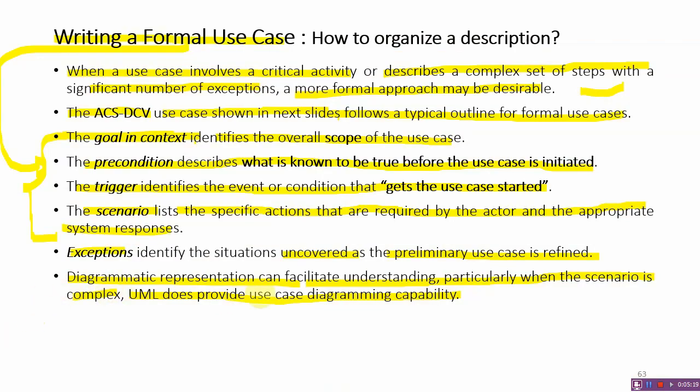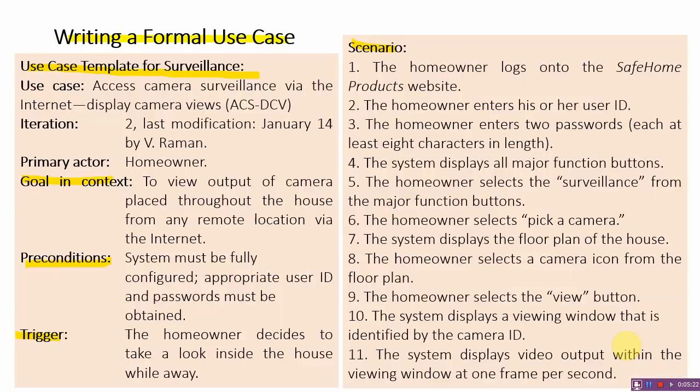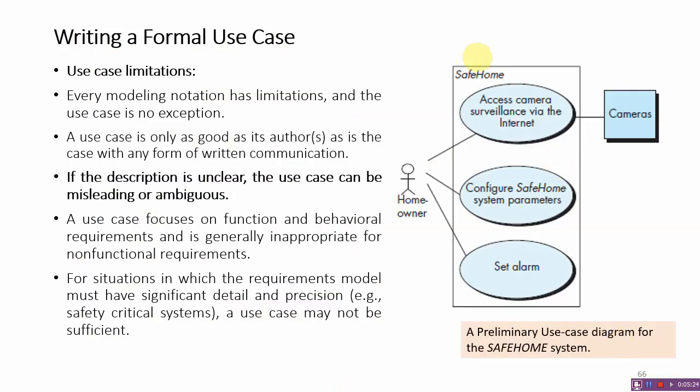So I just talked about how the diagrammatic representation can facilitate understanding. Here is one example of a preliminary use case diagram for the SafeHome system. You can see here that the homeowner is an actor. This is a system boundary, and inside it there are various use cases which are being handled by the actor and the cameras. This is a primary actor. The homeowner is associated with all these three functions. Basically, the homeowner accesses the camera surveillance via the internet, and the camera is also providing the input to this.